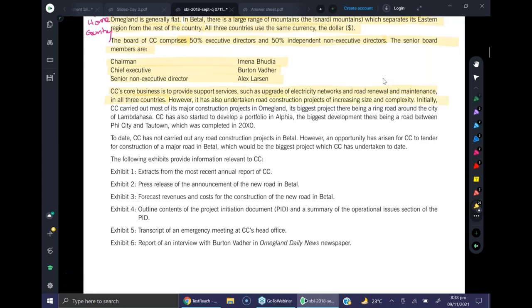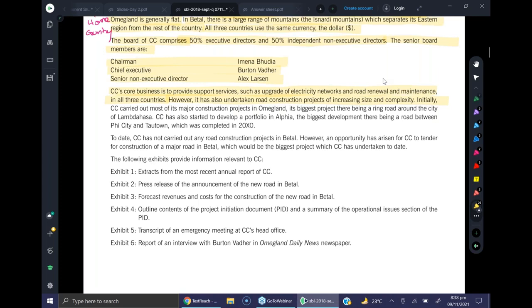So what's their core business? I hope you're noting it down. That they are basically working on upgrading of electric networks and road renewal and maintenance, but they have also started doing the road construction project of increasing size, right? So their scope of work is increasing.